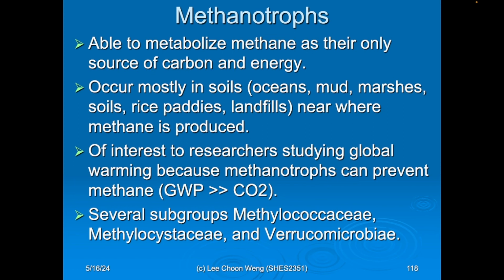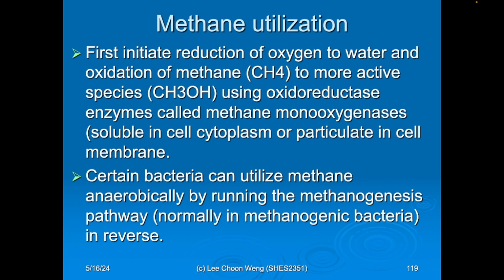There are several subgroups of methanotrophs: Methylococcaceae, Methylocystaceae, and Verrucomicrobiae. First, for methane utilization, there is a reduction of oxygen to water and a concurrent oxidation of methane to a more active species, for example methanol, using oxidoreductase enzymes called methane monooxygenases. These enzymes are soluble in the cell cytoplasm or can be in a particulate form in cell membranes.